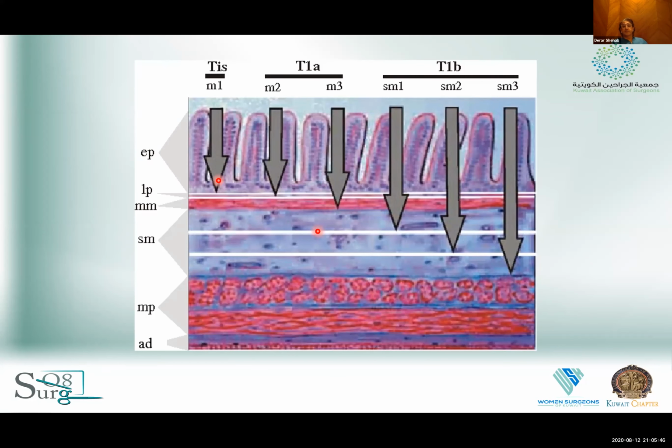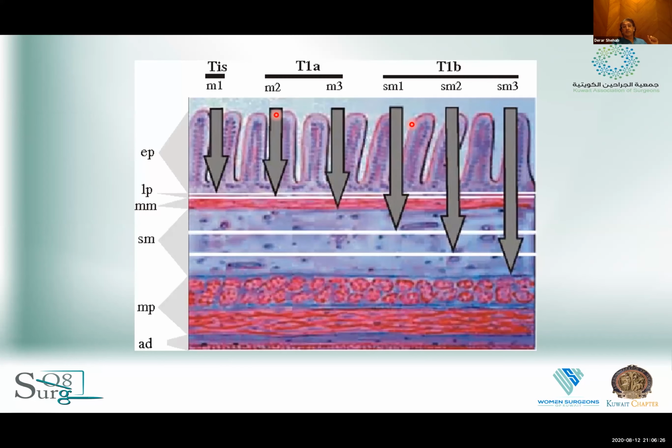So TIS and T1A, T1B, those should be limited to esophageal mucosa or submucosa. TIS or M1 is through the mucosa, but limited to lamina propria. T1A is subdivided into M2 and M3. That is through the lamina propria and into the muscularis mucosa. Limited by muscularis mucosa, but not through it.